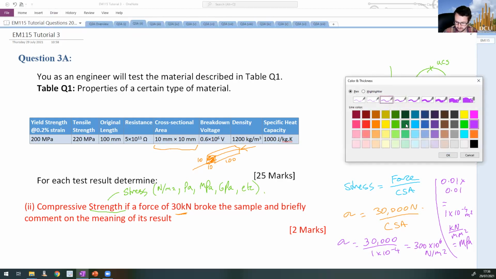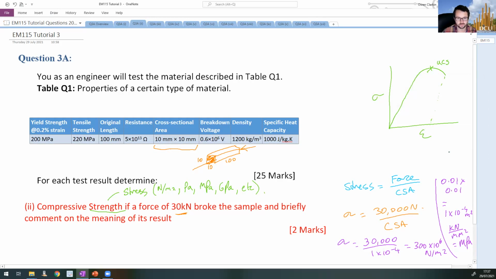Okay, so again, we may be asked in a different unit. Newtons per meter squared are fine. That's also equal to 300 by 10 to the 6 pascals. Pascal is a Newton per meter squared. 10 to the 6, as we saw in the previous example, is megapascals. So that's also equal to 300 megapascals. Okay, which is our answer.